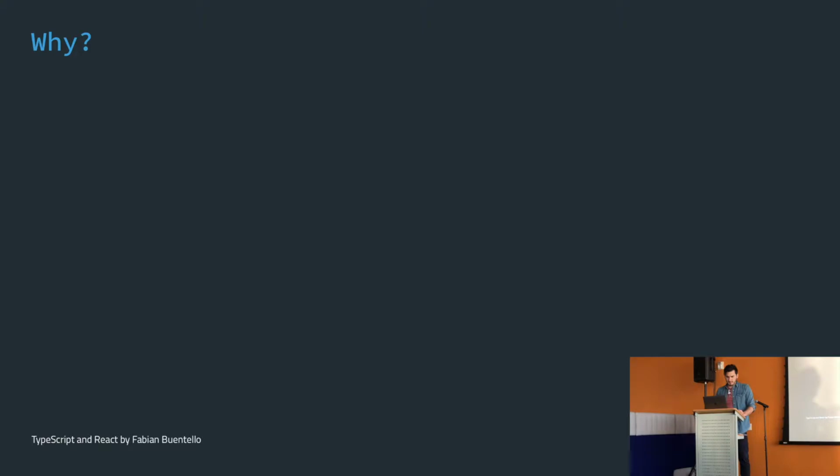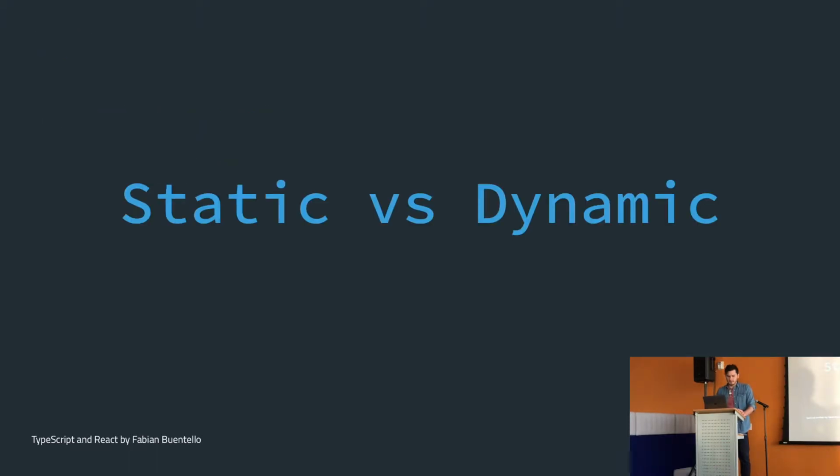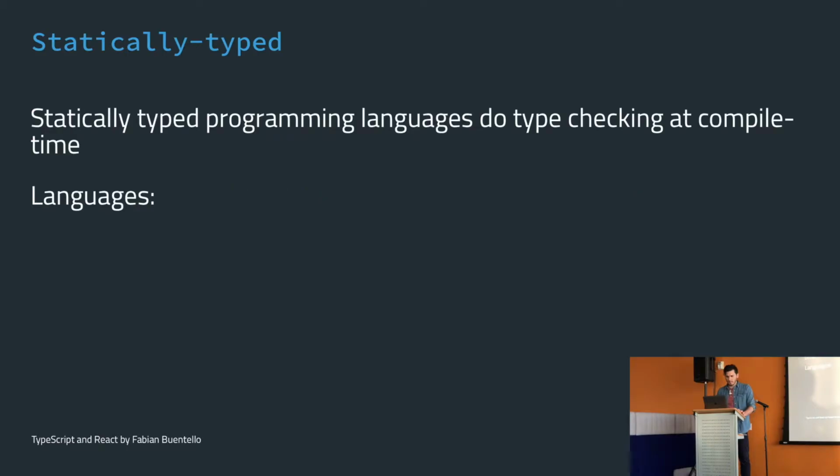So why? I feel to get into why, we have to go over two things, and that is static versus dynamic programming languages and strong versus weak. So the first one, static versus dynamic. To simplify it, the way that I read it, it's when does the compiler check for errors? Is it before or during compile time, or is it after, during runtime?